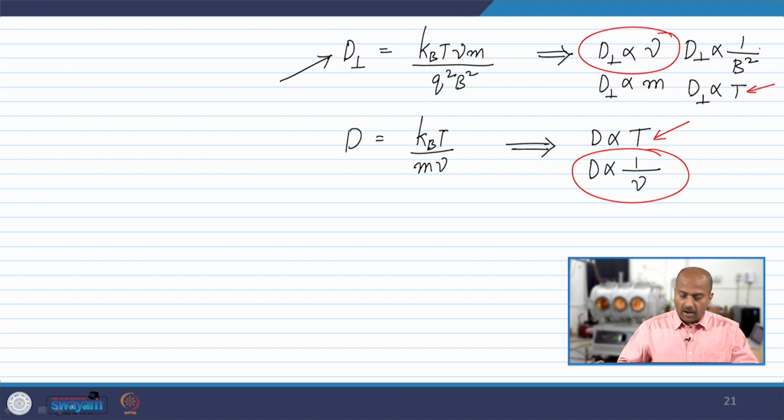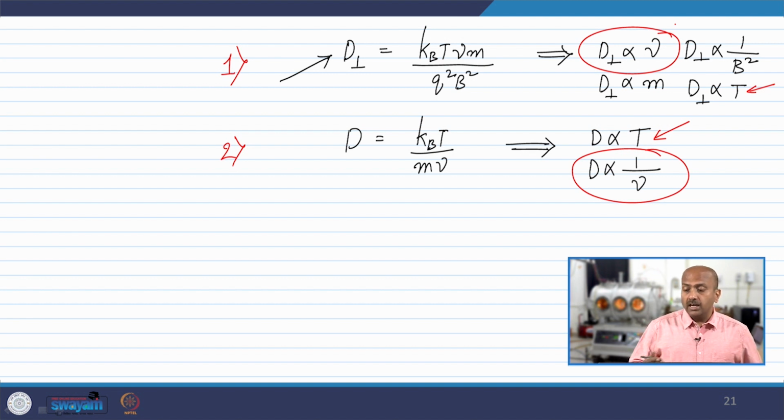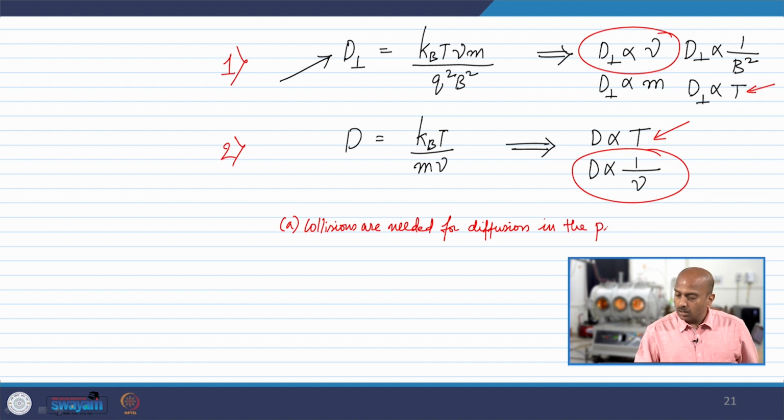Let us call this 1 and we have 2. Both of these are nothing but diffusion coefficients, but one in the presence of magnetic field and another in the absence of magnetic field. As we see that D perpendicular is proportional to the collisional frequency, in the case of perpendicular magnetic field we can see that the collisions are very much needed for the diffusion to happen in the presence of magnetic field. So, one very important conclusion is that collisions are needed for diffusion to happen in the presence of the magnetic field.